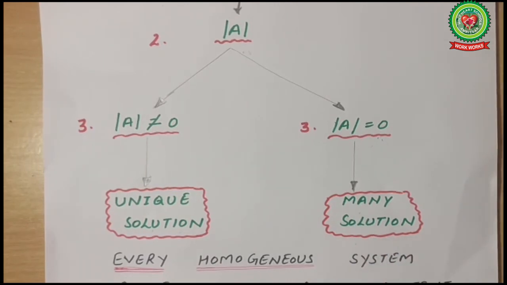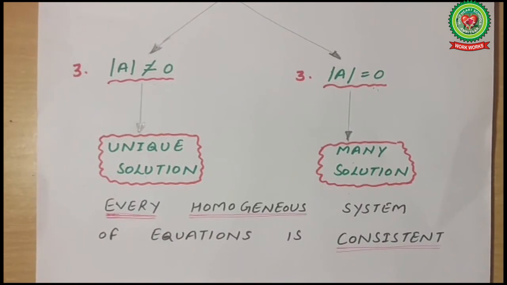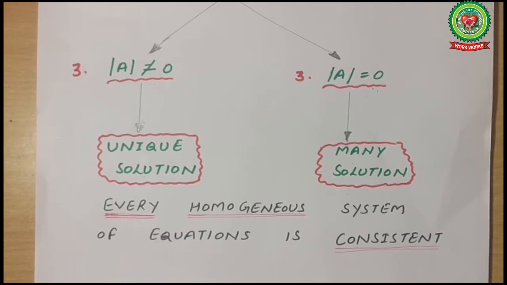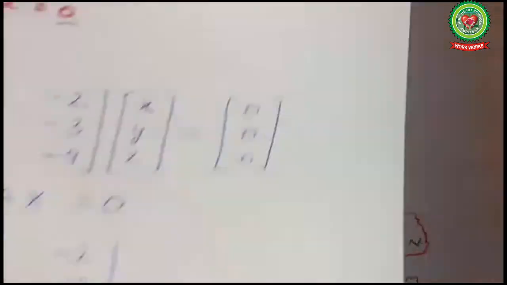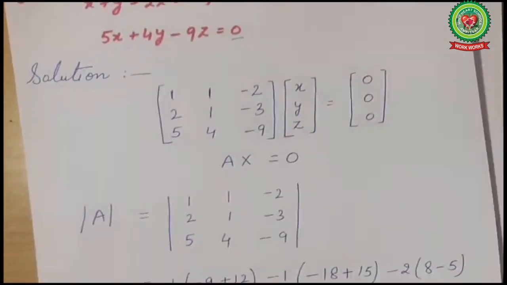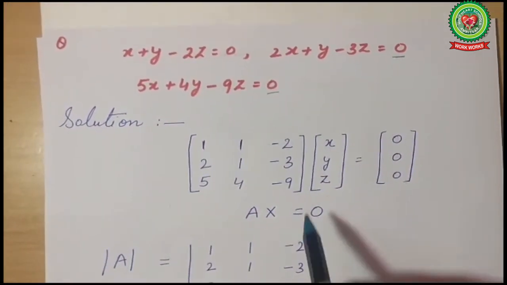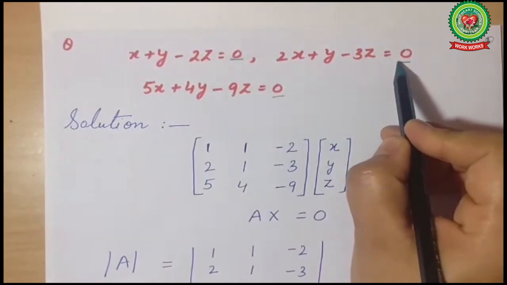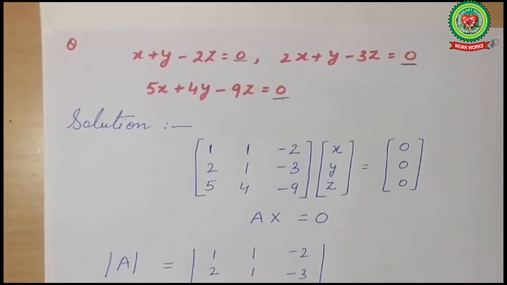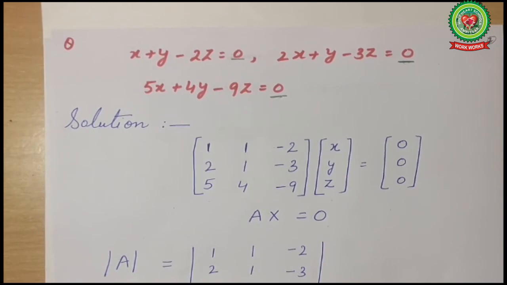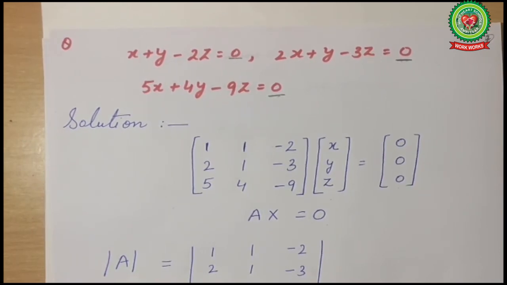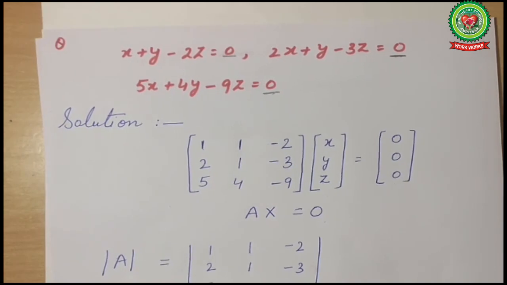Now keep it in your mind. Every homogeneous system of equations is a consistent system of equations. Now, we will take one example to understand this type of equation. According to this type of equations, all the right-hand side values are equal to 0. It will give you a big hint. If the constant term is 0, that type is called the homogeneous type.